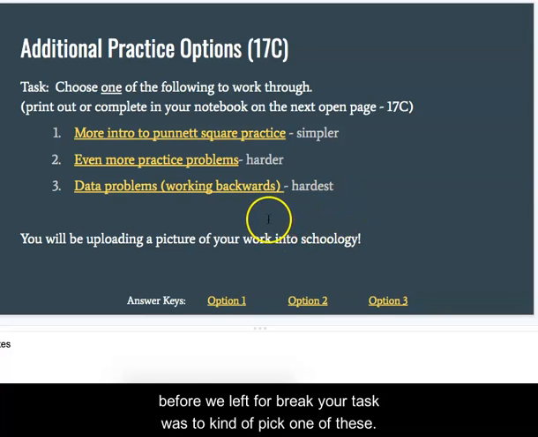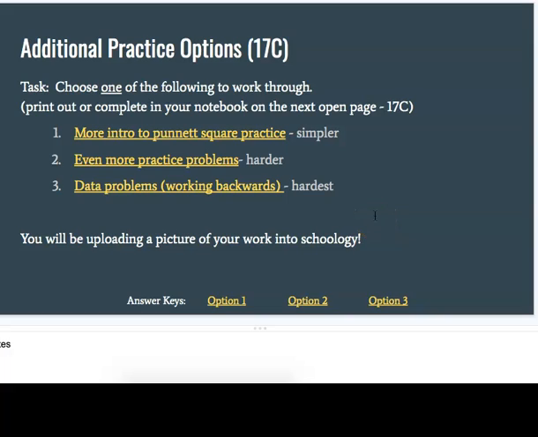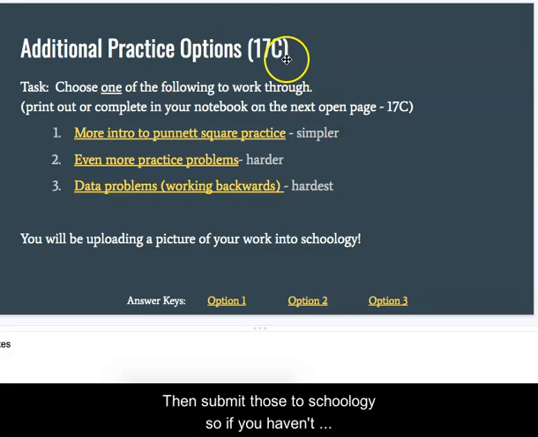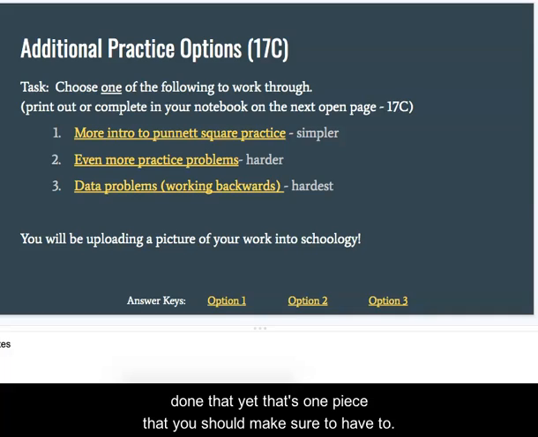Before we left for break, your task was to pick one of these and work through the genetics questions using Punnett squares to help you and submit those to Schoology. So if you haven't done that yet, that's one piece that you should make sure to have complete.